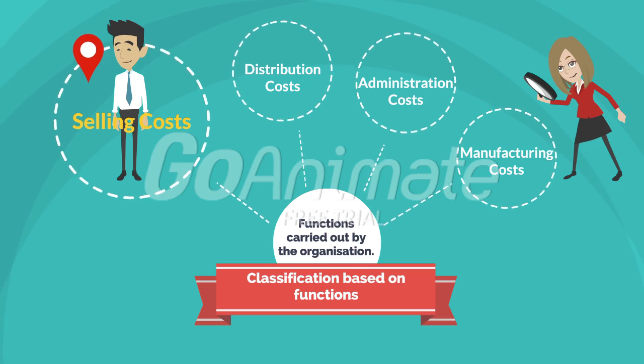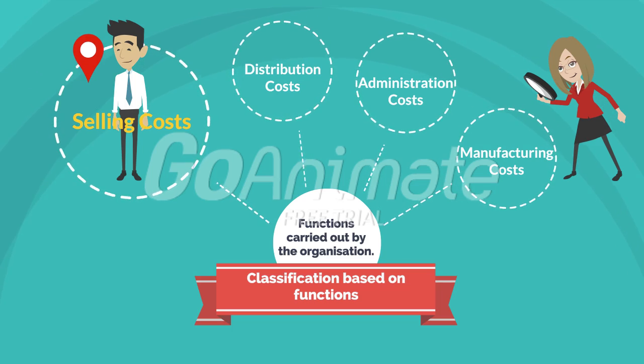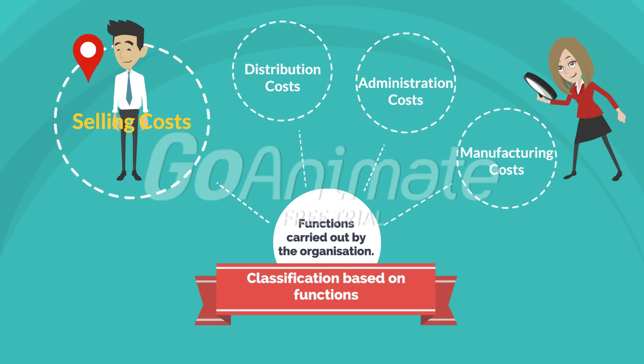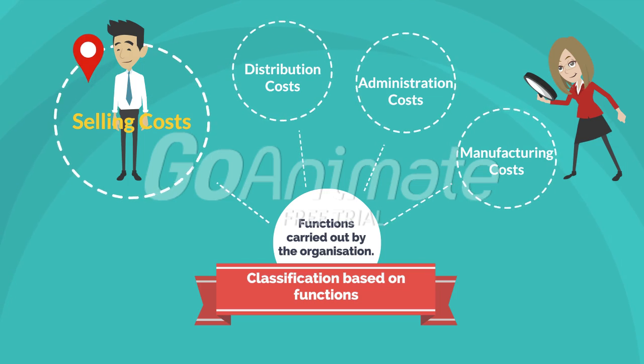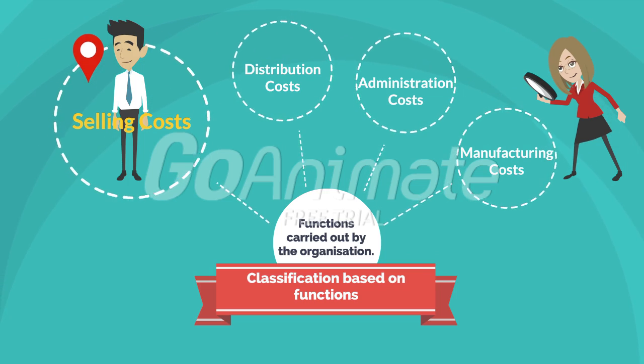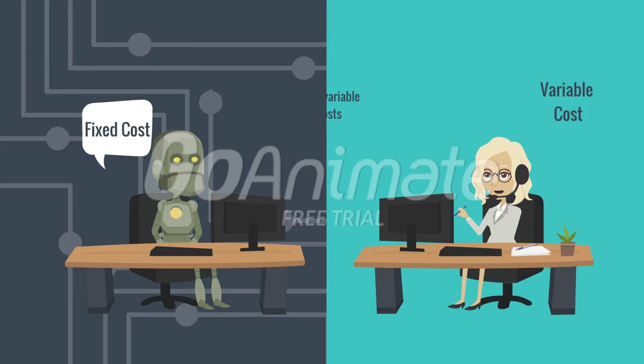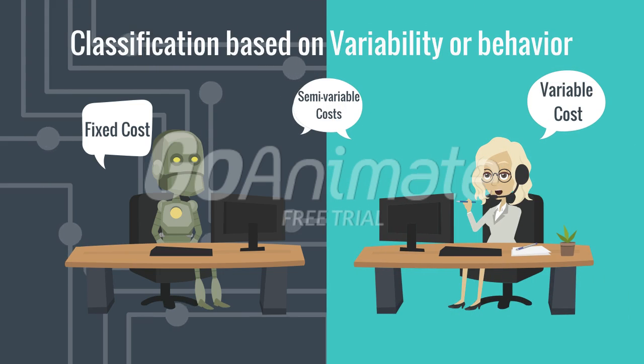Distribution costs are incurred on dispatch of the finished goods to customer, including transportation. Examples are cost of packaging and warehousing, carriage outwards. Costs have a definite relationship and behave differently when volume of production rises or falls. On this basis, costs are classified into fixed, variable and semi-variable costs.